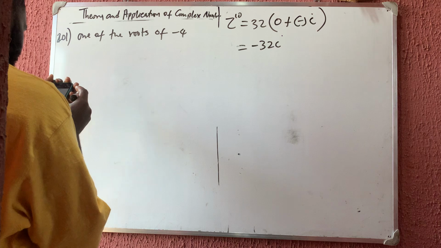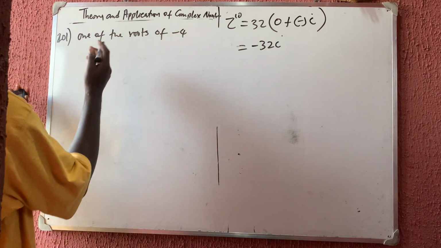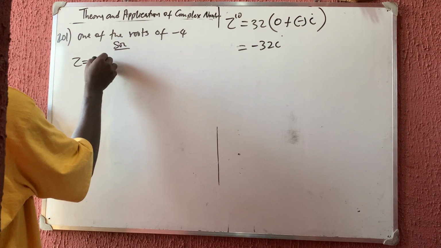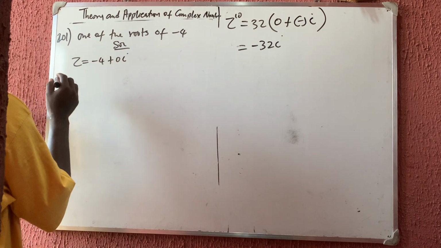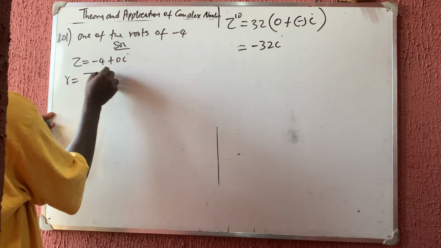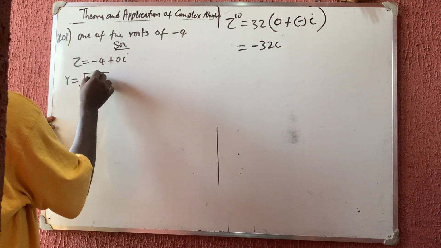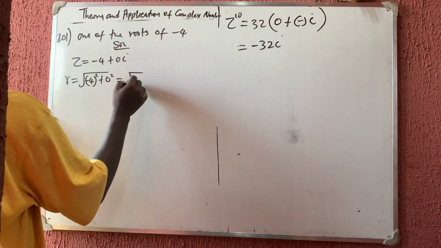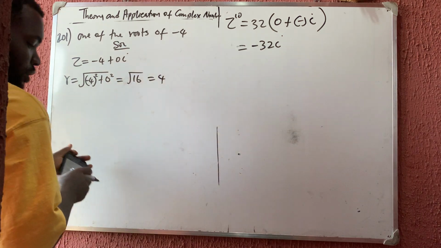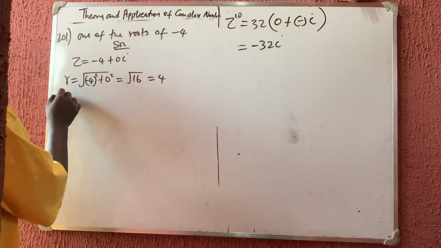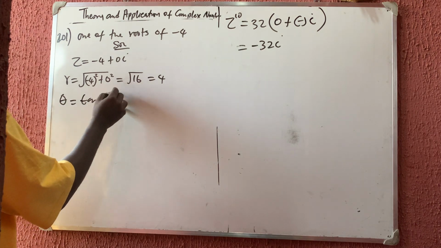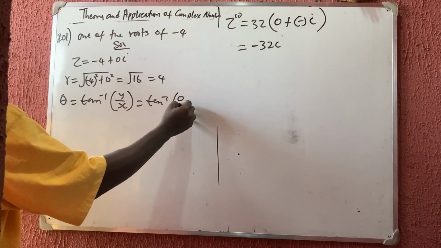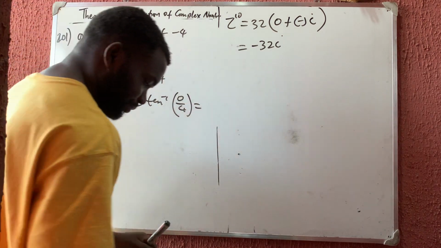Let us get the root of minus 4. Solution, we have that z is equal to minus 4 plus 0i. To get our modulus, r is equal to the square root of minus 4 all squared plus 0 squared, which is equal to the square root of 16, which is equal to 4. Okay, so we now need the theta. Theta is equal to the tan inverse of y over x, which is the tan inverse of 0 over 4, which is tan inverse of 0.